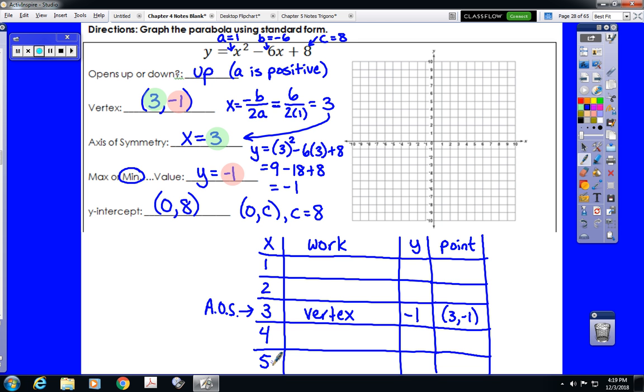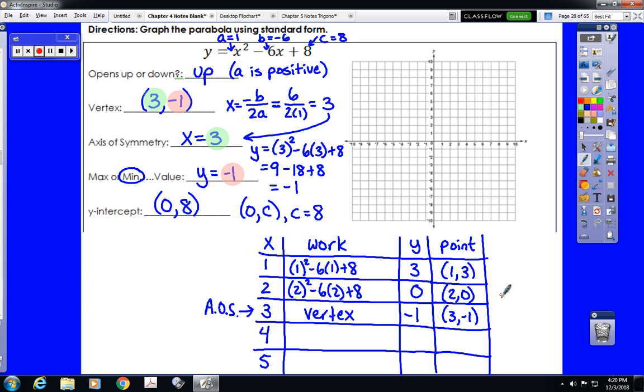Now what we do is we take this x value and we plug it into the equation. So that would be 1 squared minus 6 times 1 plus 8, and we feed this to our calculator. That would be 1 minus 6, which is negative 5, plus 8 would be positive 3. So (1, 3) is a point on the graph. Same for 2: 2 squared minus 6 times 2 plus 8. That is 4 minus 12 plus 8, which would be 0. So the point (2, 0) is on our graph.